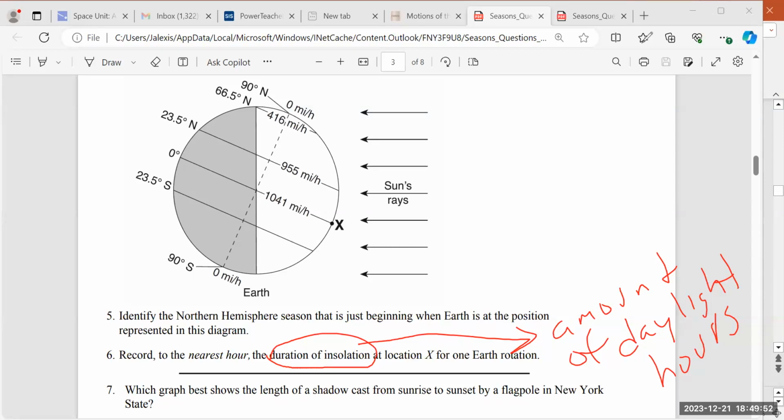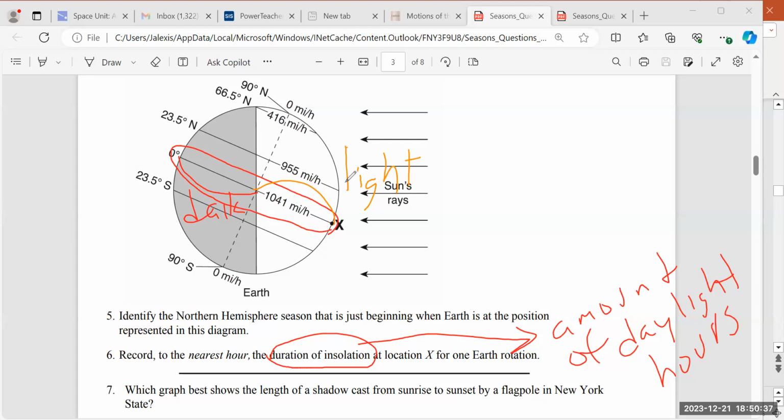So whenever you see them asking for the duration of insolation, all they're asking is the amount of daylight hours. And when I'm looking at X, I'm looking at this entire latitude. When I'm looking at this latitude, I notice something. Half of this latitude is covered in darkness, right? And half of this latitude is actually light, right? If I see half the latitude gets darkness and half the latitude is lit up, that lets me know one thing. The amount of daylight hours must be split throughout the day as well.